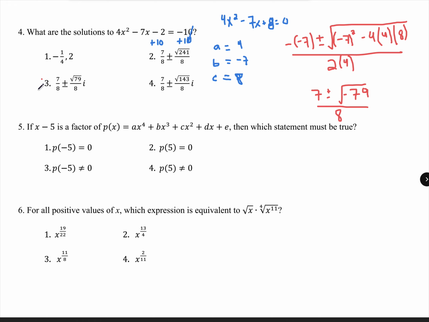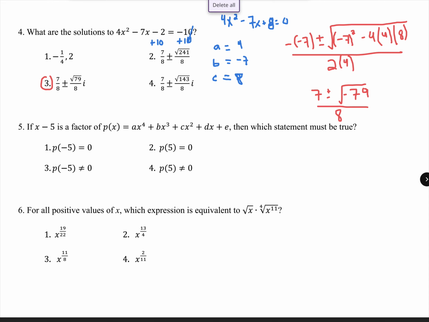I start to look at my answer choices. Well, really, there's only one choice that looks good. This would be spitting out an imaginary number, right? So really, it just stays the radical 79 with the i at the end. 7 over 8 plus or minus radical 79 over 8i. Answer choice number 3. Good to go.